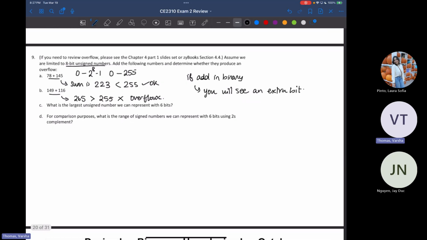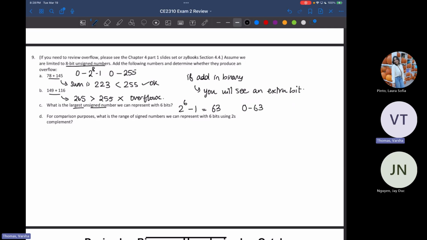So for part C, this is the same as we've done before. This asks for the largest unsigned number you can represent with 6 bits. So let's put it into our little formula. It's 2 to the 6 minus 1, which gives us 63. So that's the largest number. And just for reference, you can represent 0 to 63 with 6 bits.